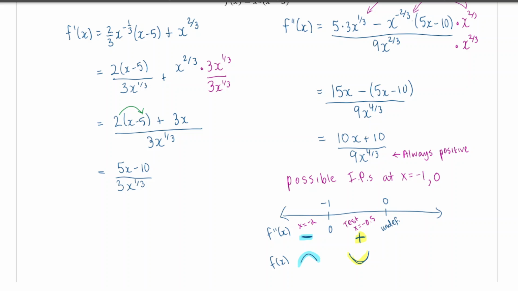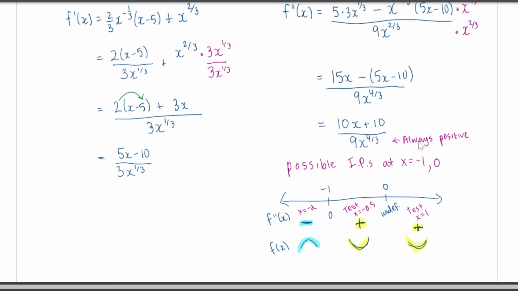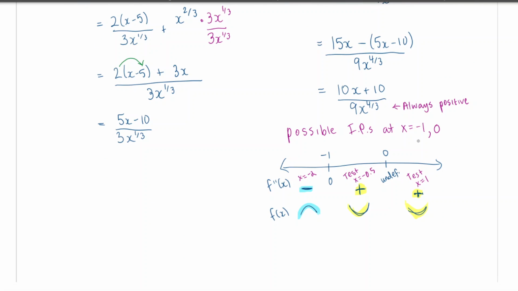That means I'm going to have a concave up shape in that region of the original graph. And then testing something like 1, plugging that into the numerator gives me a positive number. So I don't have a change in concavity at 0. I'm still going to have a happy face shape for my graph. So there's only one inflection point, and that happens to be at x equals -1.